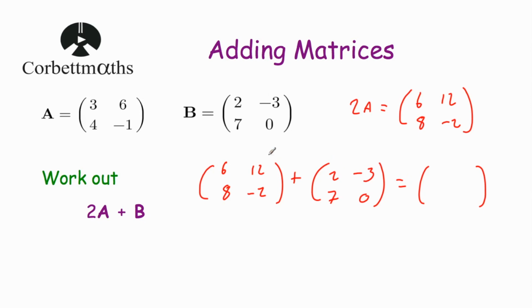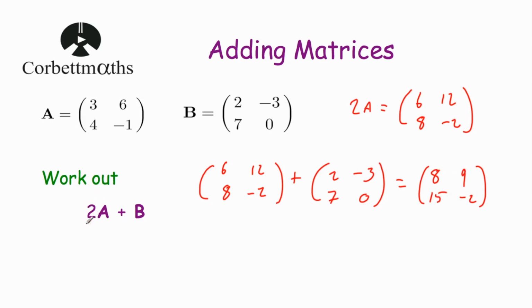Starting with the top left, we've got 6 plus 2, which is equal to 8. Our top right, we've got 12 plus negative 3. We're adding a negative, so it's going to go down. 12 plus negative 3 would be 12 take away 3, which would be 9. Our bottom left, we've got 8 plus 7, which is equal to 15. And finally, our bottom right, we've got negative 2 plus 0, which would be negative 2. So that means that 2A plus B would be 8, 9, 15, negative 2.